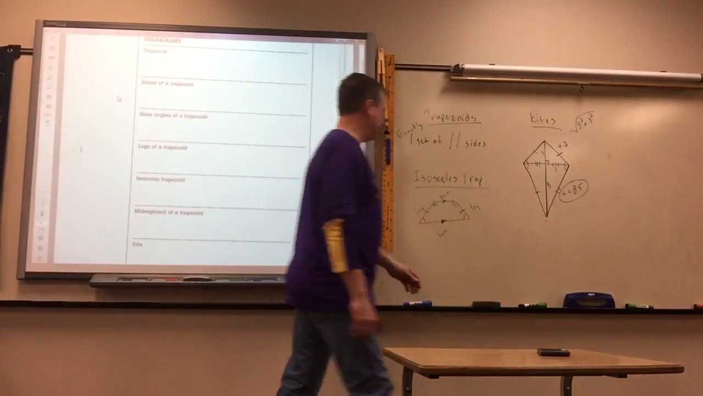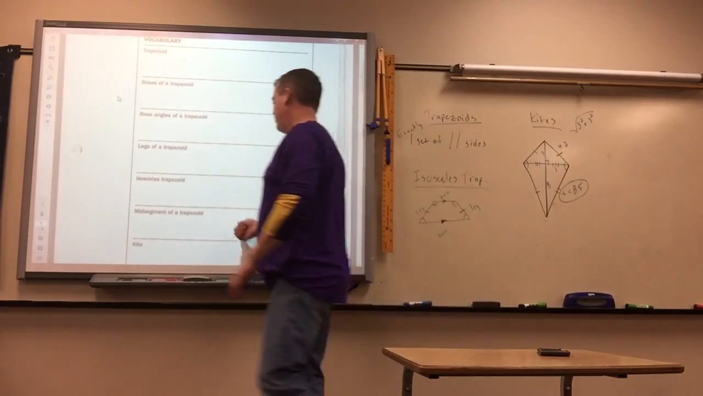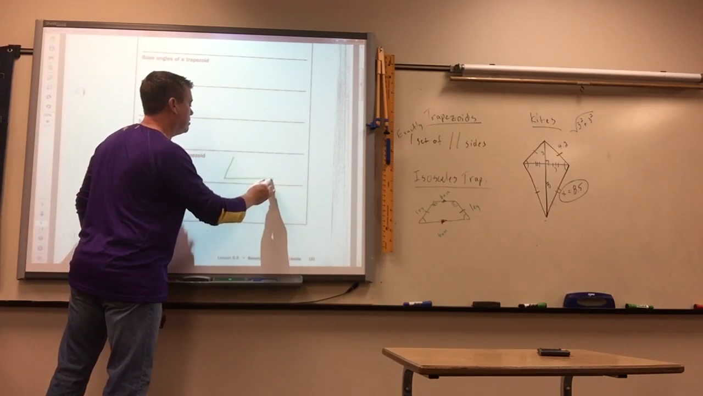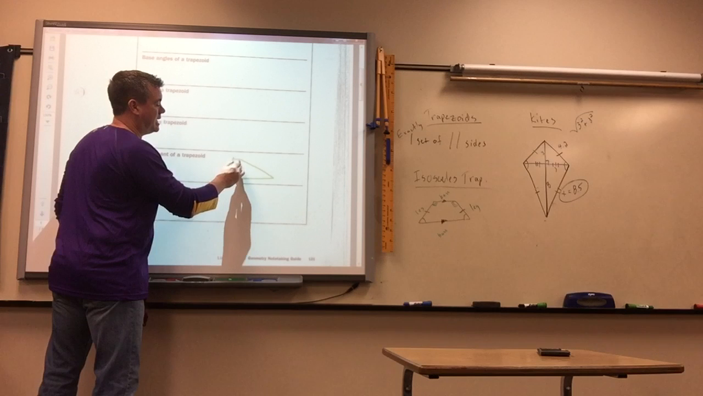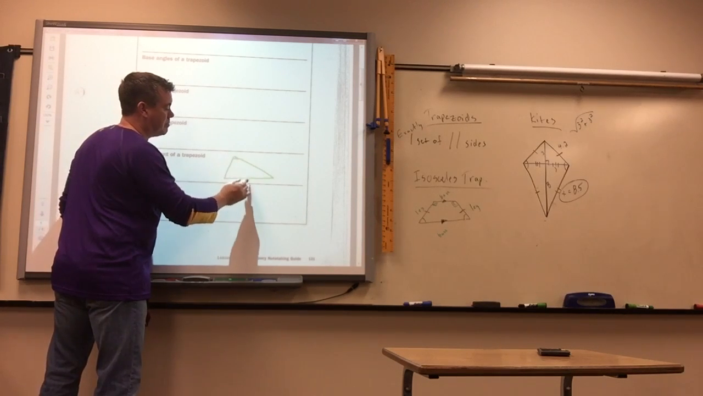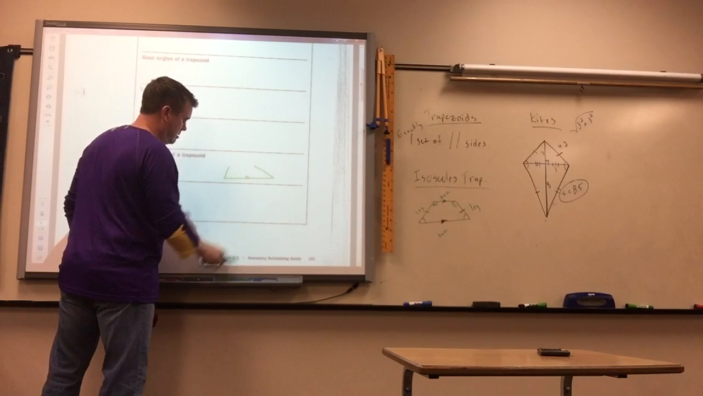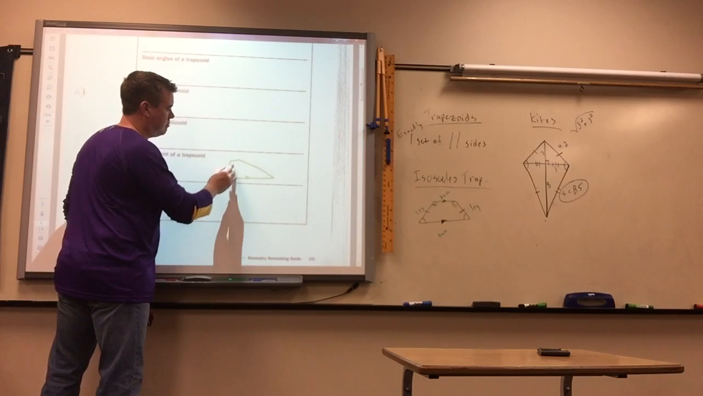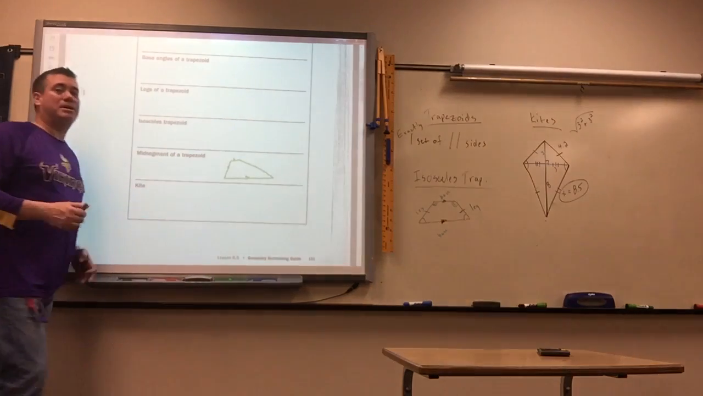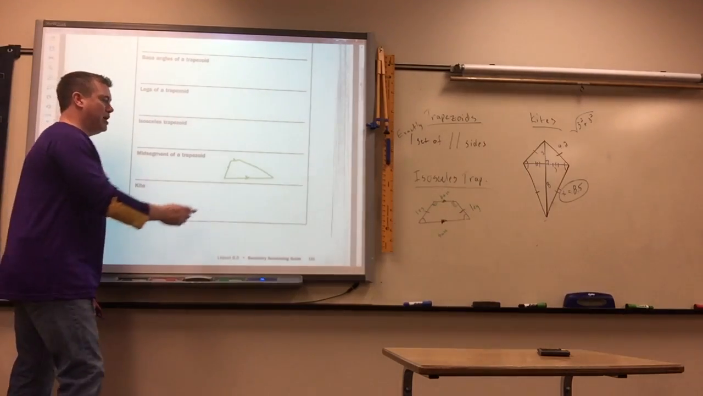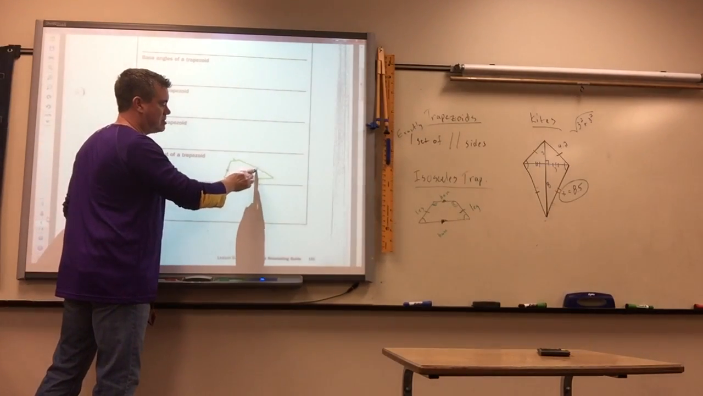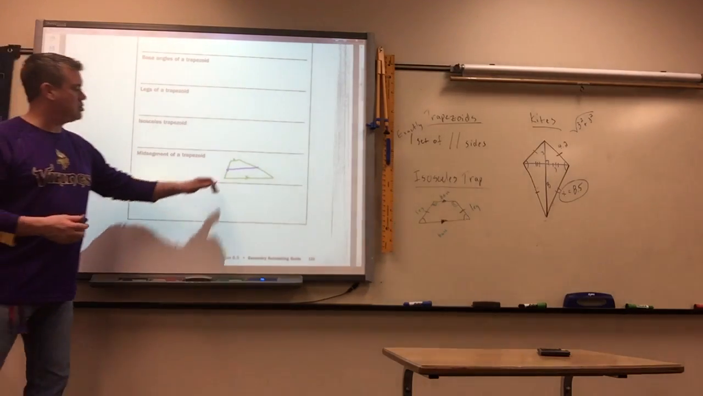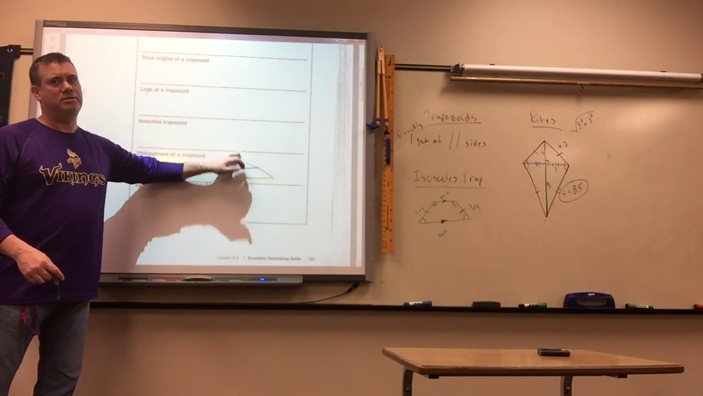Mid segment of a trapezoid. Yeah, we gotta talk about that. The mid segment of a trapezoid is just what you think it would be. If you had a trapezoid like this, where this little top piece is parallel to that, it looks like a triangle. Okay? Mid segment is just, you find the midpoint of this leg and the midpoint of this leg, and you connect them.